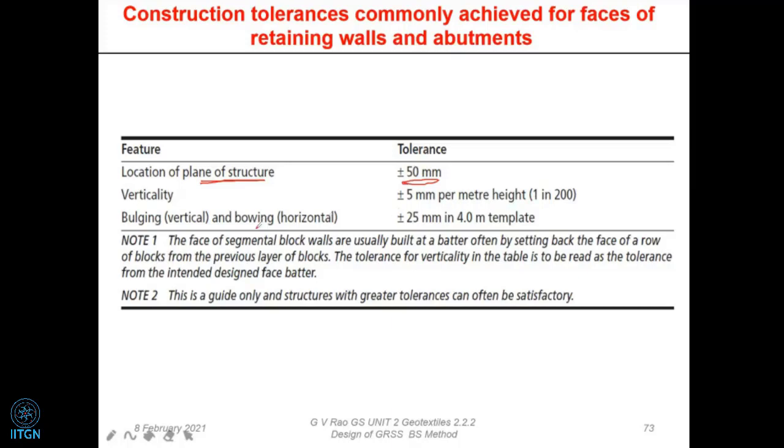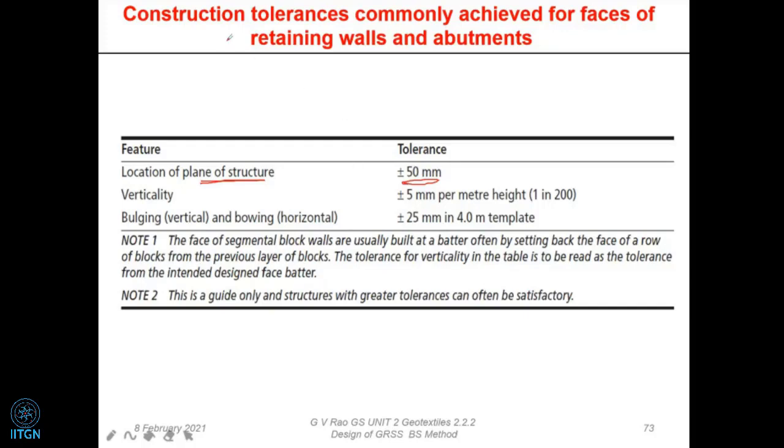Okay. Bulging means in the plan, and 25 millimeters in a 4 meter template, plus or minus 25 millimeters. Verticality means when we are taking it along the height of the wall. Bulging means outside. Okay, verticality also is called bowing. It's like this, like a bow. So that is a bow actually. Bowing means in the vertical plane, and bulging means in the horizontal plane. So these are the guidances.